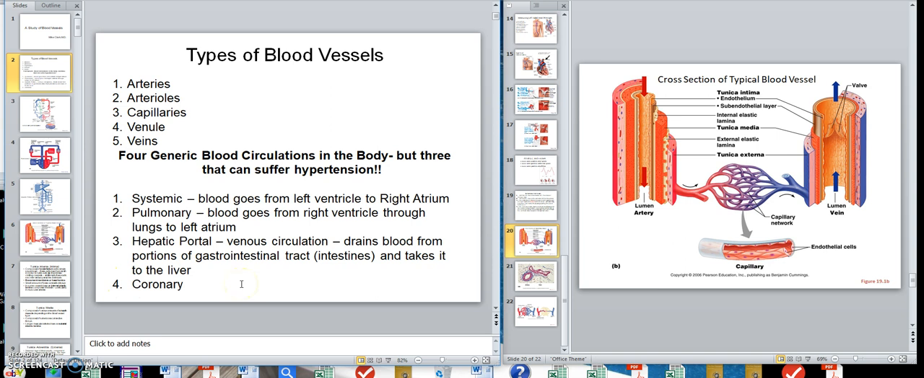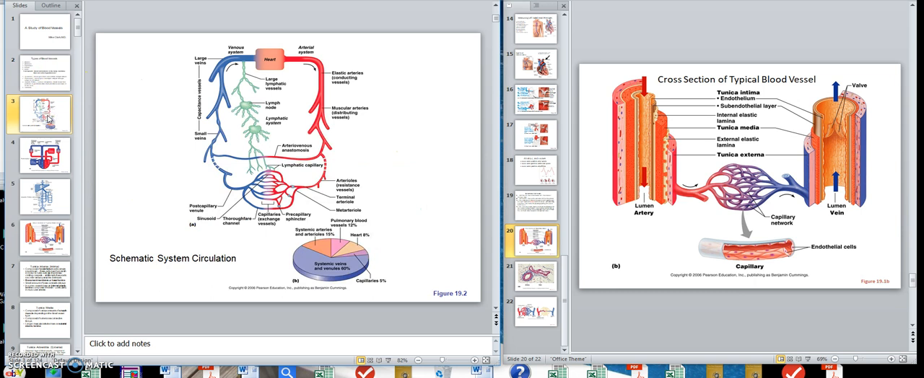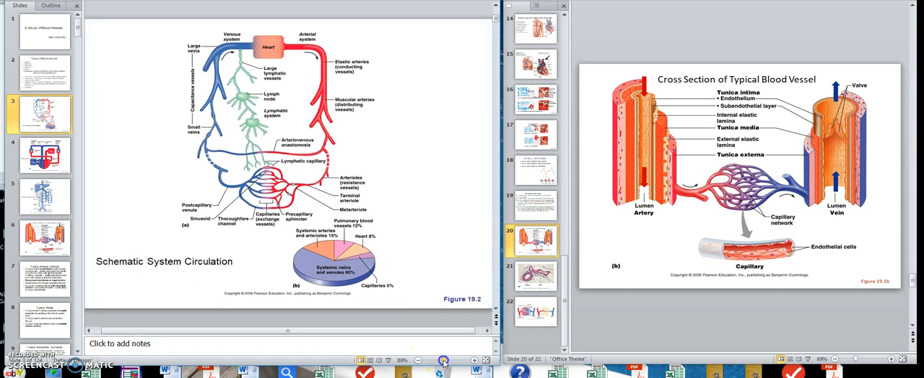Okay. You don't suffer hypertension in this one, but you could in the systemic hypertension, hepatic portal hypertension, and so forth like that, and pulmonary hypertension. Here's just a little drawing showing you this particular aspect here. Let's blow it up a little bit.